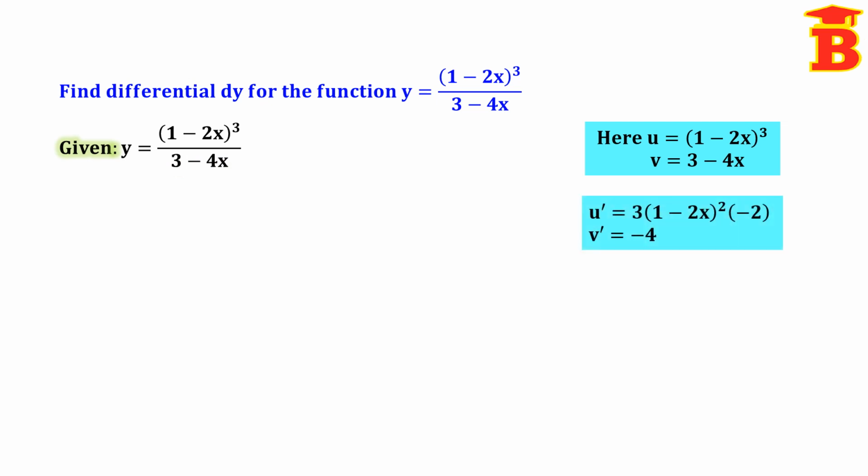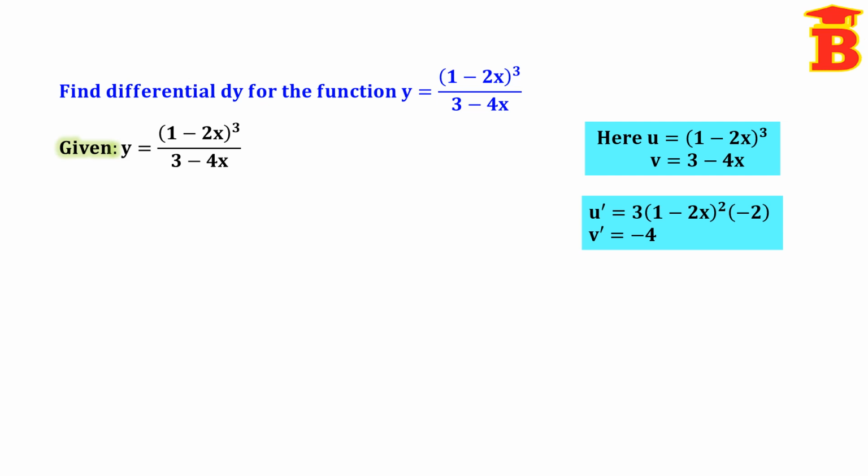Differentiating this, u dash equal to x power n formula, nx power n minus 1. So 3 into bracket whole power 3 minus 1 is 2, into again differentiate this bracket, 1 constant 0, minus 2x differentiation minus 2. Next v dash, v is 3 minus 4x. Differentiating this, 3 constant 0, minus 4x differentiation minus 4.